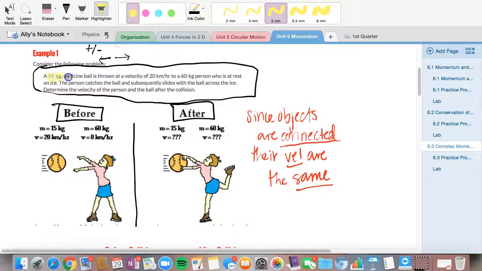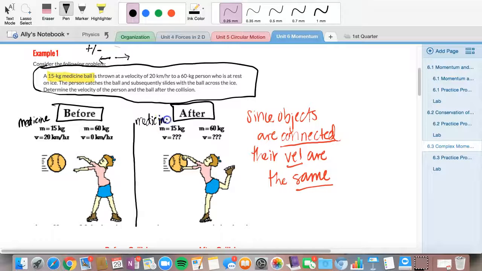We know that a medicine ball weighs 15 kilograms. So my medicine ball has a mass of 15 kilograms. You can write that in both the before and the after because the mass of the medicine ball is not going to ever change, right? So we put the mass for the medicine ball on both sides.